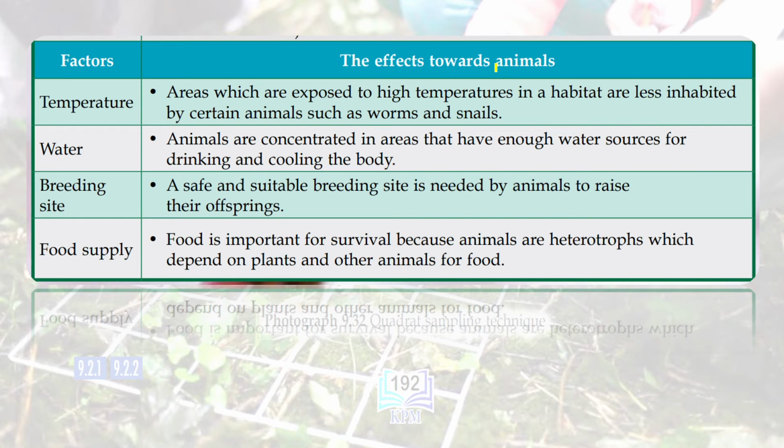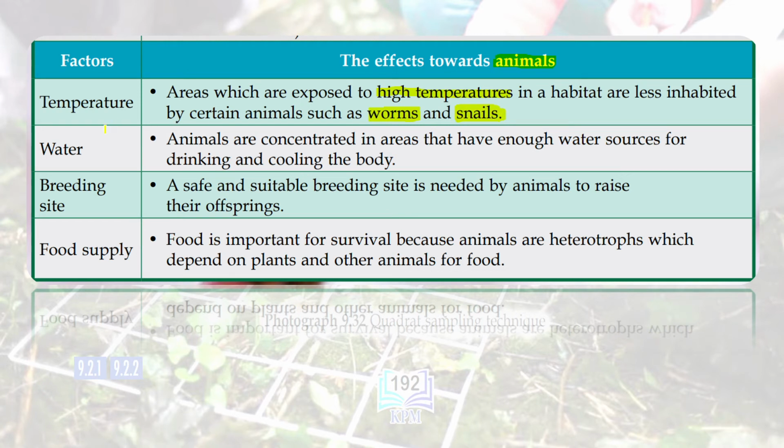Okay, kepada haiwan pula kita lihat. Okay, do not forget temperature. Sebab terlampau ekstrim memang tidak sesuai untuk didiami oleh haiwan-haiwan. Too high temperature, the habitats are less inhabited. Memang kurang dia punya penghuni. Less inhabited. Contoh haiwan tersebut yang terjejas. Okay, haiwan-haiwan yang kecil seperti the worms and also the snails.